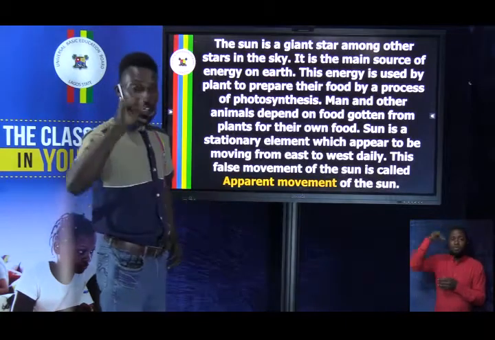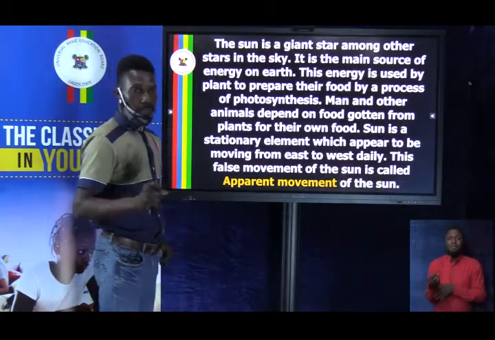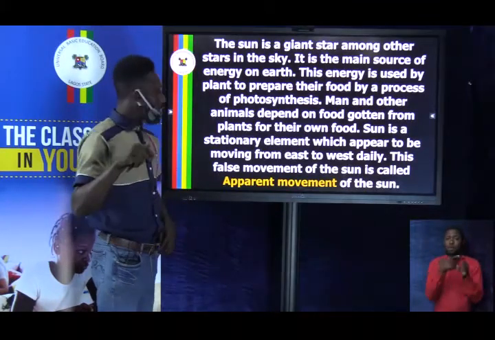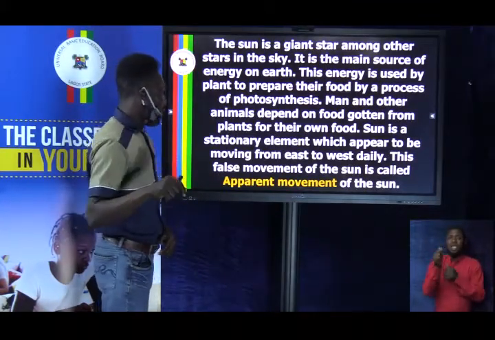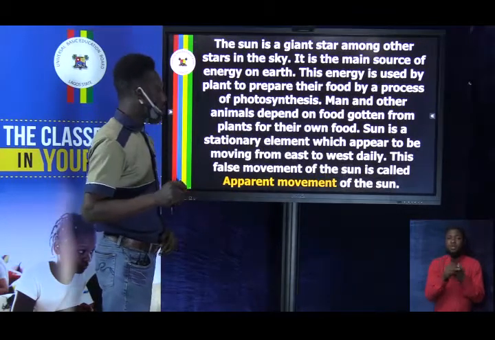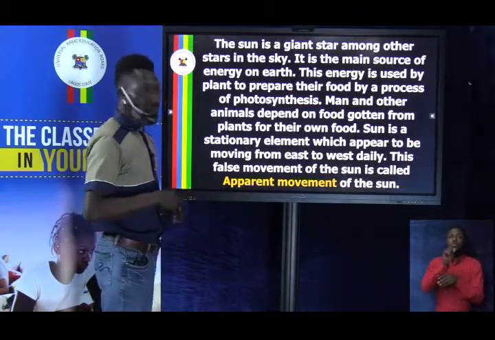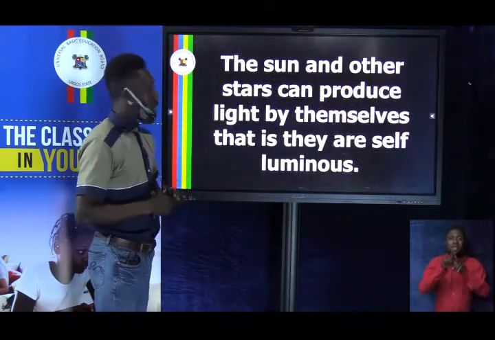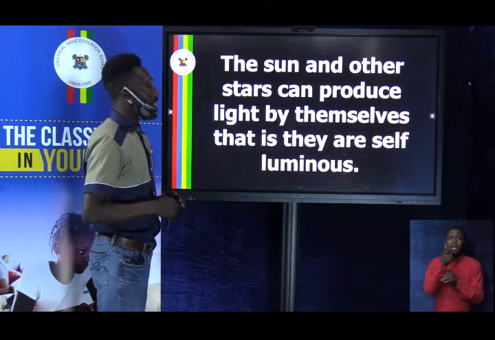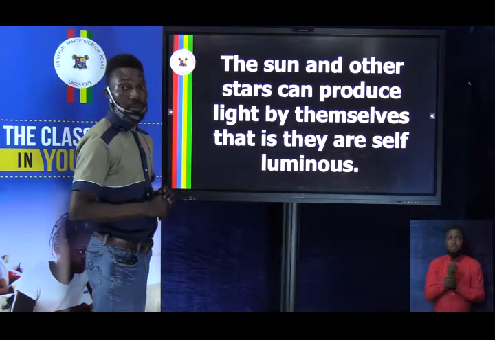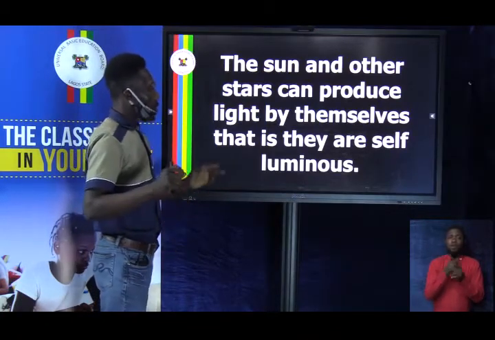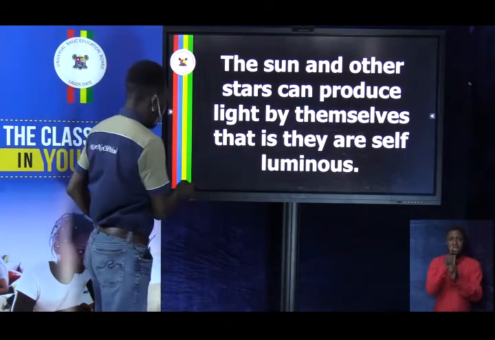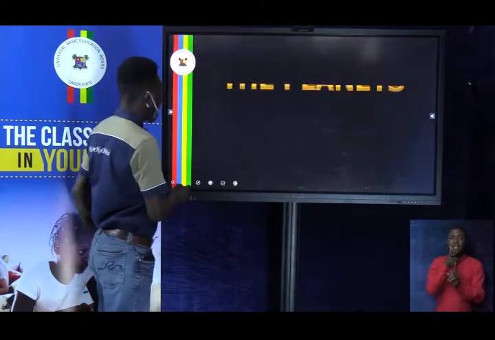The sun is a stationary element which appears to be moving from east to west daily. This movement of the sun is called the apparent movement of the sun. The sun and other stars can produce light by themselves. That is, they are self-luminous. When you say self-luminous, it means it can produce light by itself. So the sun is self-luminous.